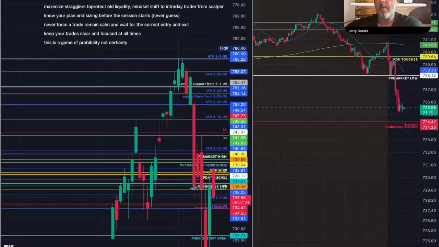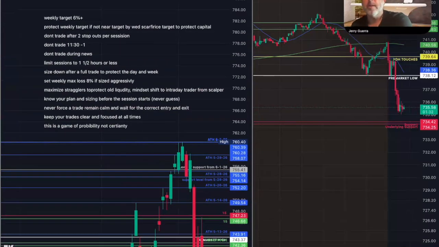So weekly target, 6%. Protect weekly target. If not near your target by Wednesday, sacrifice a target, protect your capital. What that means in my mind is I'm trying to get to 6% account growth. By Wednesday morning, after that session's over, if I am not at 6%, I am automatically sizing down to protect the money that I have made.